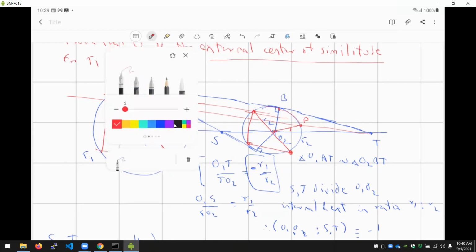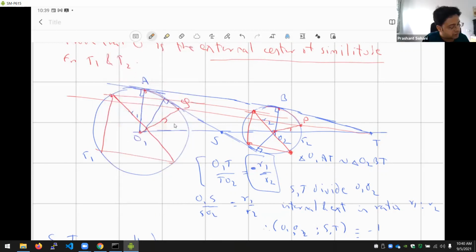Yes, sir. Okay. So there are a lot of things like this. Every point will be corresponding on these two circles. All of this I am showing with the external center. Similar thing will happen with the internal center also. In the internal center, everything gets rotated, inverted.